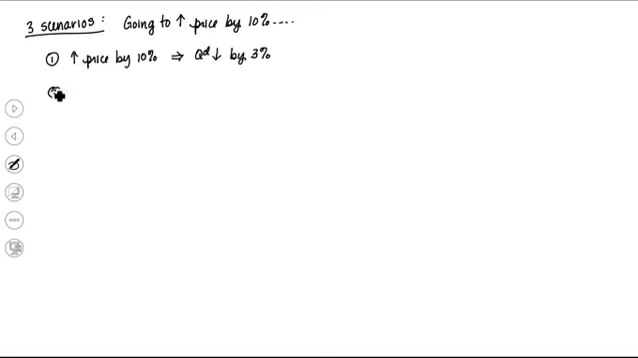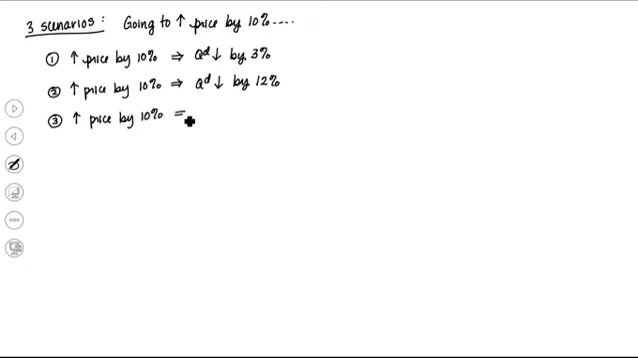But let's say in scenario 2 we increase price by 10%, but quantity demanded falls by 12%. And scenario 3, we increase price by 10%, and quantity demanded falls by 10%. So I've got 3 scenarios here, and I'm raising the price by 10% each time.